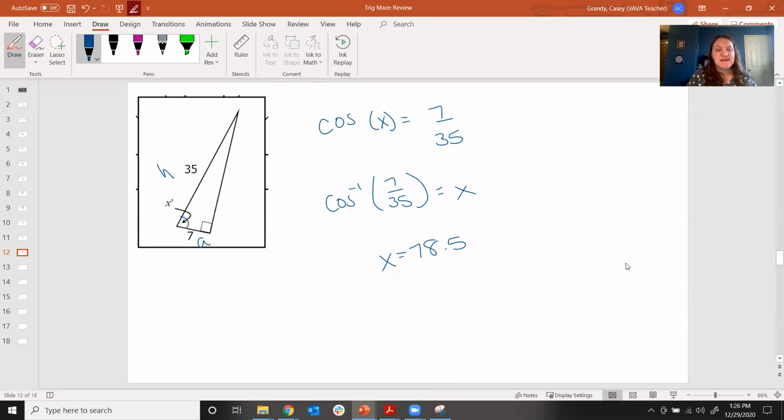All right, we should get 78.5. 7 was adjacent to the given angle, and 35 was our hypotenuse. The adjacent hypotenuse tells me we're using cosine. So I say the cosine of x is 7 over 35. Flip-flop the x in the fraction, making this an inverse. Type this into our calculator, 78.5.